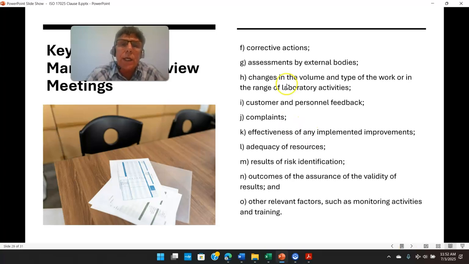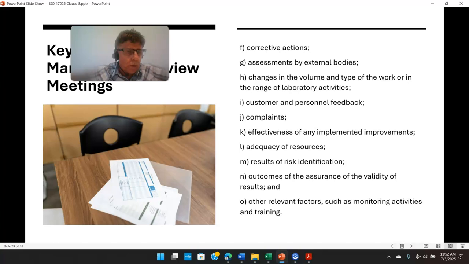We talked about that. Assessment of external bodies. So the assessment report that you get from your accreditation body needs to be discussed. Changes in the volume and type of work. Did the workload increase? Customer and personnel feedback, so customer complaints and maybe any employee complaints, specifically from customers. K, effectiveness of any implemented improvements. Again, we talked about improvements. Are the resources adequate? Do we need more resources to meet the requirements of the standard?